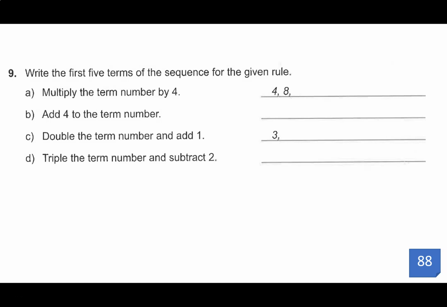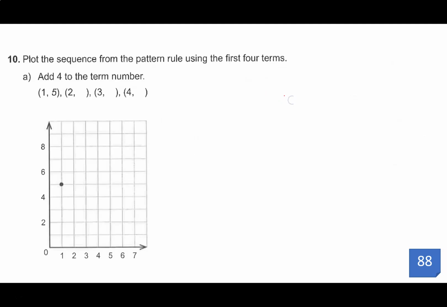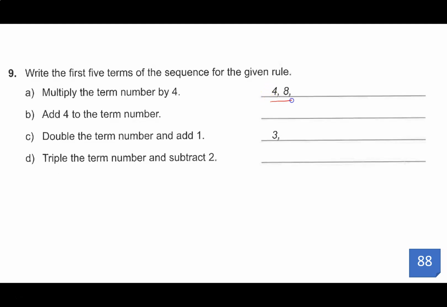All right, I know this is a long lesson. We only have 2 questions left, so hang in there. Number 9 says, write the first 5 terms of the sequence for the given rule. So it would like you to list the numbers in a list separated by commas. Now, I still prefer to write things in a table, so I think I'm going to grab a scrap piece of paper and organize my numbers that way.